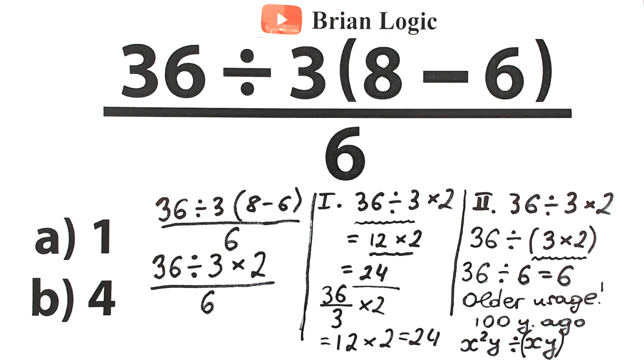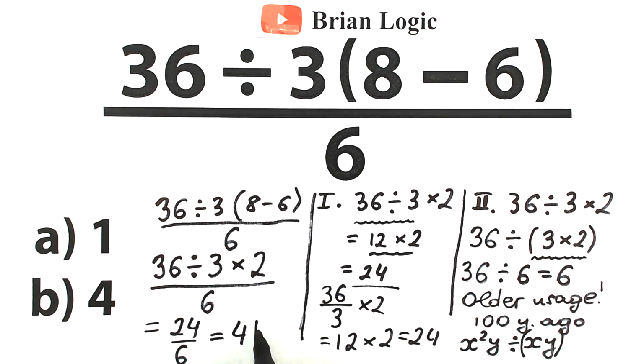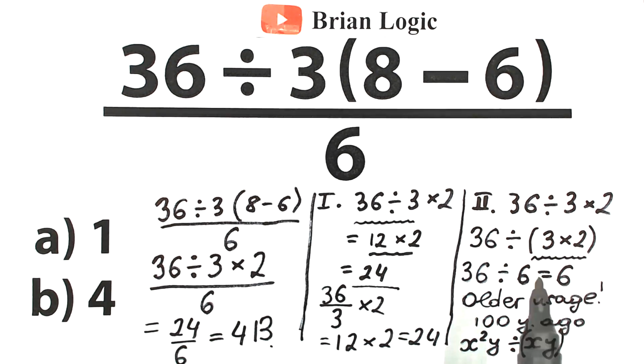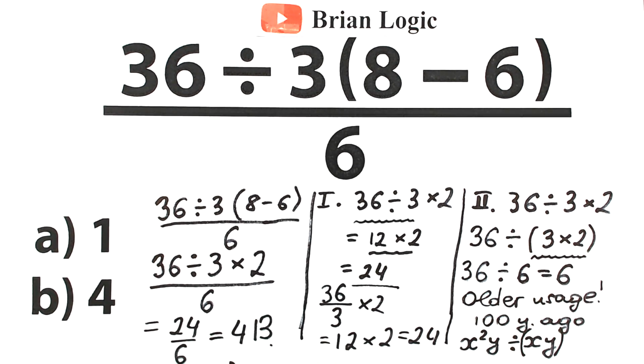Really important moment. Right now, let's plug in this 36 divided by 3 times 2. Let's plug in this 24. So 24 divided by 6. So we still have this division. Don't forget about it. And the correct answer is option B. So with older usage, the correct answer is 1, because we have 6 right here and we divide by this 6. So the correct answer is 1. Calculators work nowadays like that. We have this division, 24 divided by 6, equal to 4.